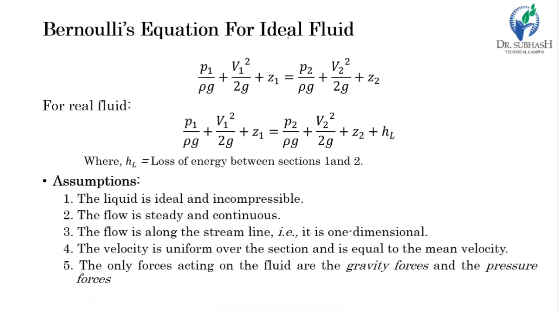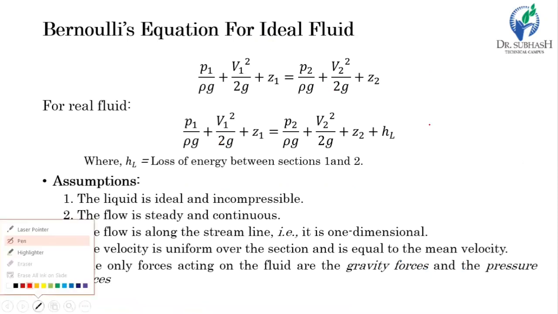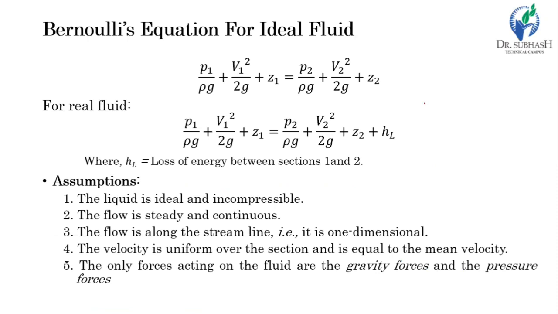So Bernoulli's equation. In the last lecture we derived Bernoulli's equation from Euler's equation of motion for the ideal fluid. Now for the real fluid. Sorry, this is for the ideal fluid. For the ideal fluid, let's consider any fluid flowing system. Let's suppose this is a very simple system. Say this is section number 1 and this is section number 2.